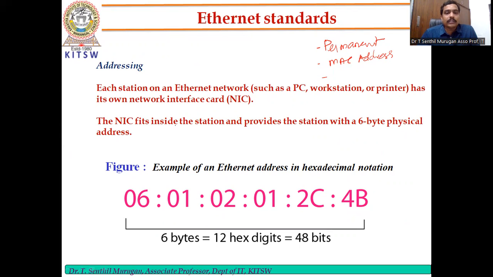How will it be represented? When Ethernet is connected to the network, the NIC, the network interface card, is there. In that card this address will be printed. This address is represented as the MAC address, with 6 bytes. We already know how to represent the MAC address.